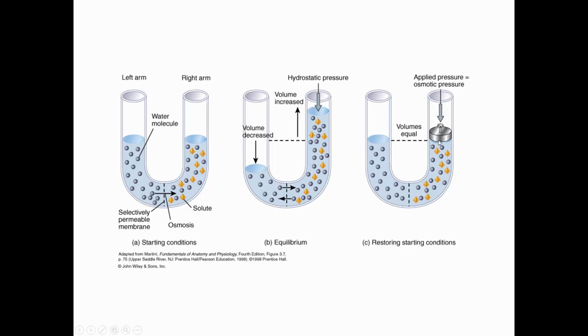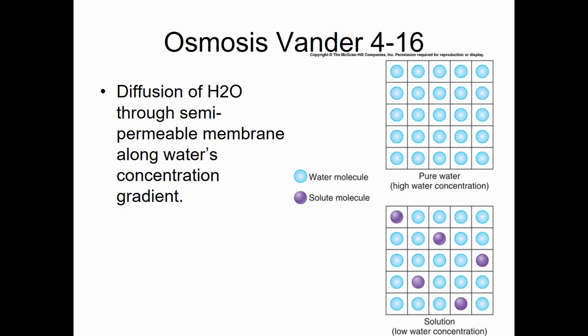Now, if we took a little piston and pushed on here, how much pressure would we have to exert to prevent the fluid from rising? In millimeters of mercury, that would be our osmotic pressure. So the osmotic pressure would be the difference in your water concentrations.